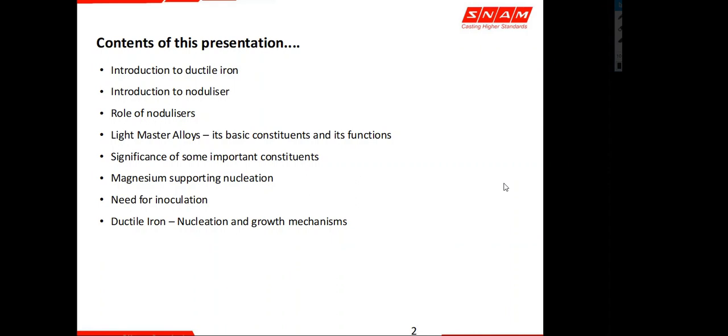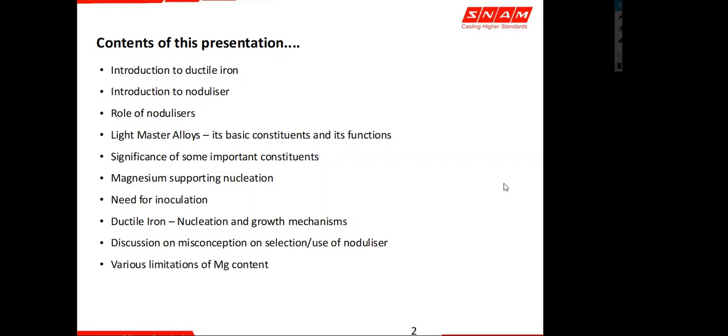the nucleation and growth mechanisms in ductile iron, a theory which talks about the nucleation growth mechanisms in relation to the nodalizer alloys and individual elements. And we'll be briefly going through what are the general misconceptions, or we'll say some understandings, upon which the selection or use of nodalizers is being done. So we'll touch on it. And what are the limitations of magnesium content, to what extent you can increase your magnesium content, and why do you want to increase it? We'll be discussing those things.